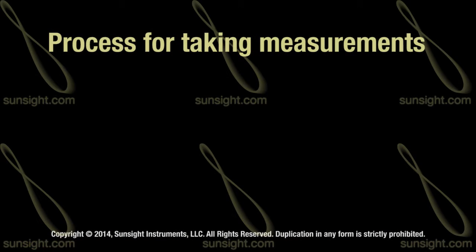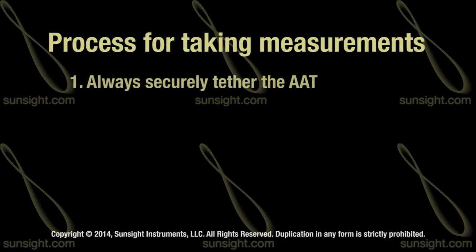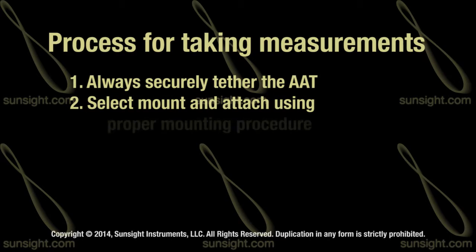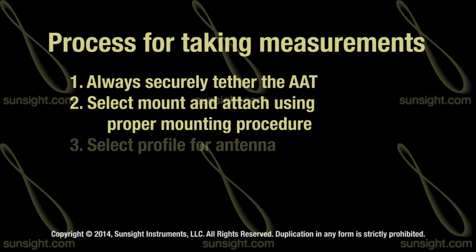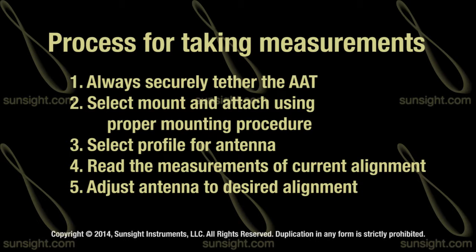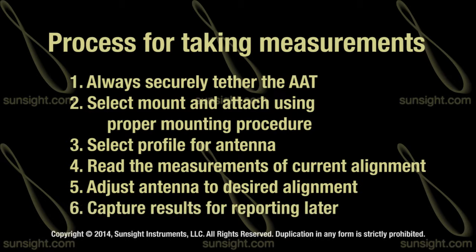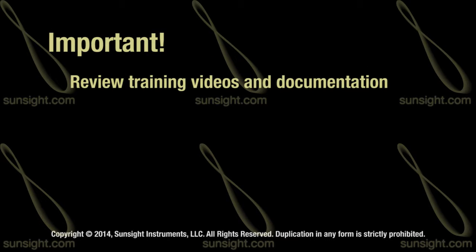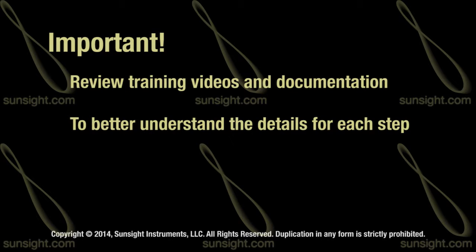Once you have created the profiles for the work you plan to do, the general process for doing the actual measurement is: make sure to securely tether the equipment, select mount and attach using proper mounting procedure, select the profile for the antenna, read the measurements of the alignment on the AAT, adjust the antenna to the desired alignment, capture the results for reporting later. You should review additional training videos or documentation to fully understand the details for each of these steps.